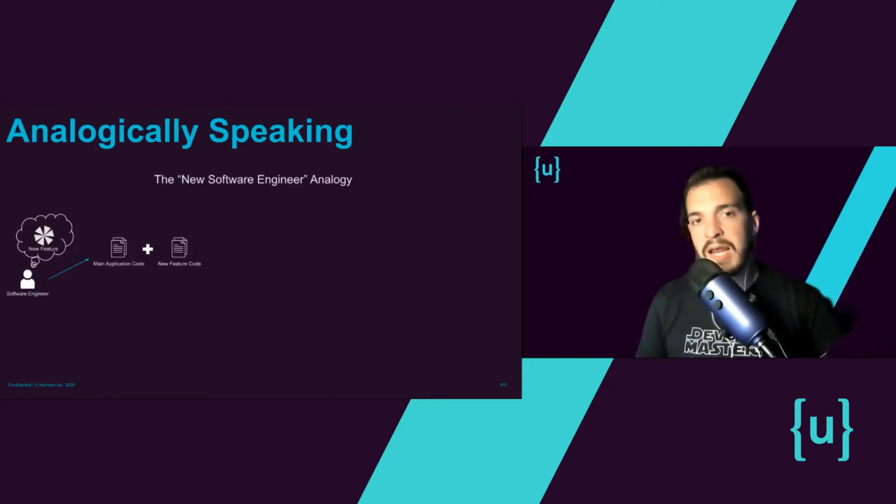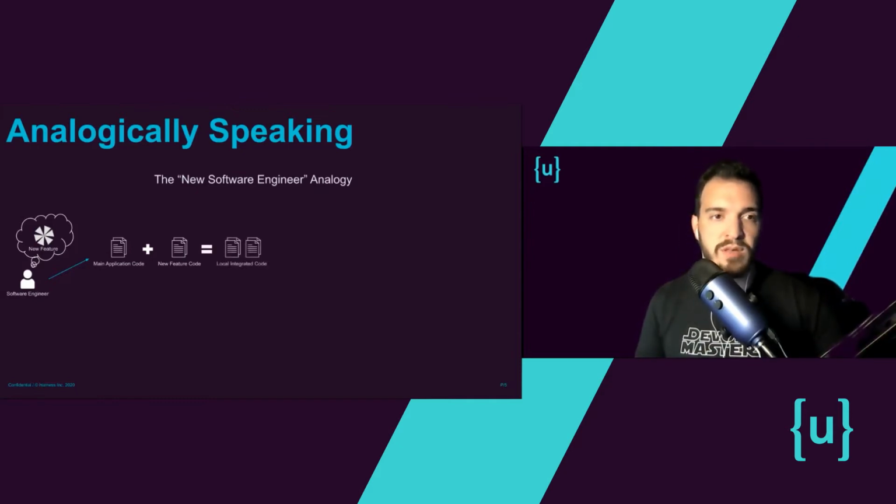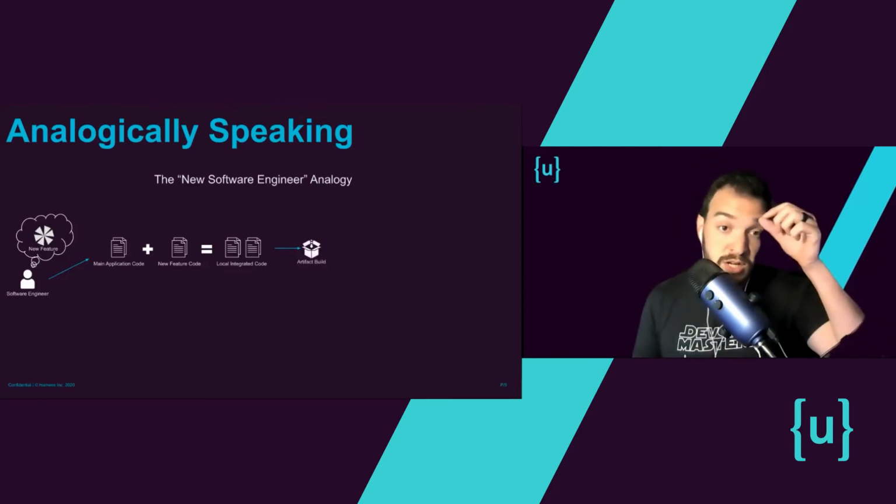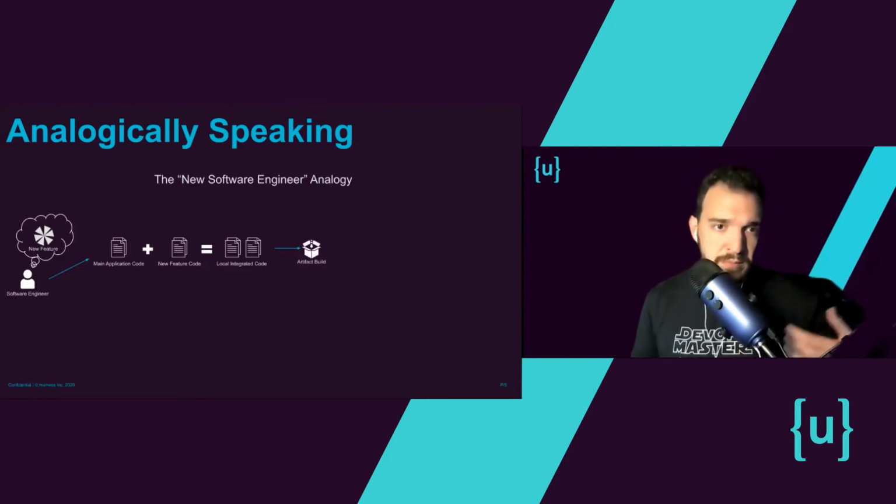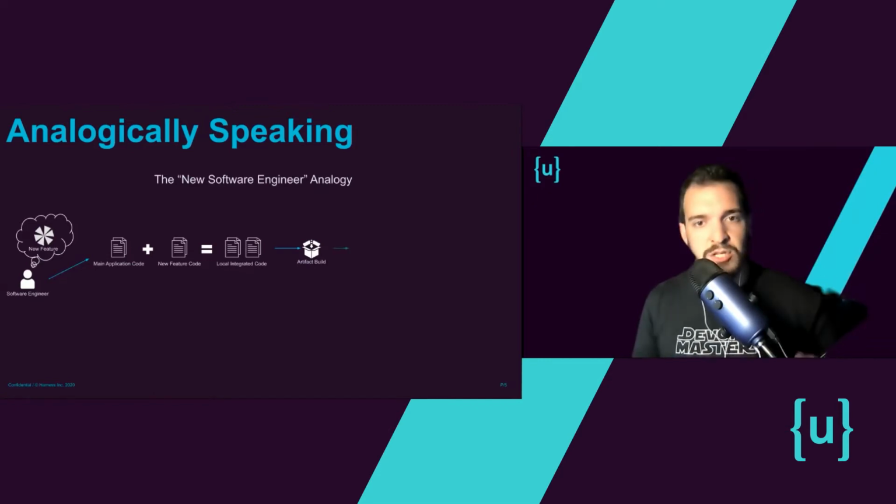So you're taking the main application code that you've locally copied, and you're going to be adding your new feature code, and what you're going to end up with is a larger locally integrated code, right? So this is still living on your box, on your laptop. And so what you're going to do then is build that artifact. This is so that you can make sure that you can deploy it out as needed. So you're going to build the artifact.